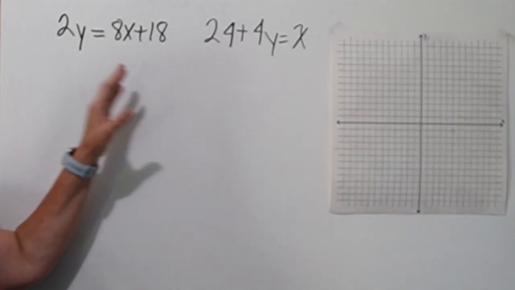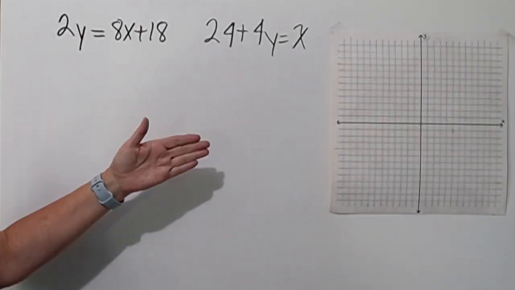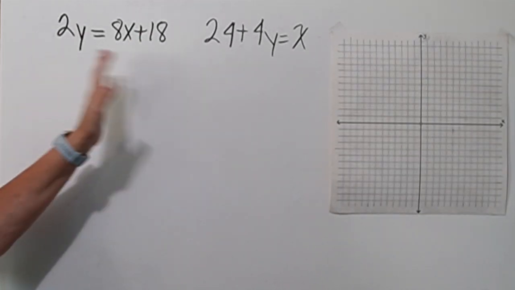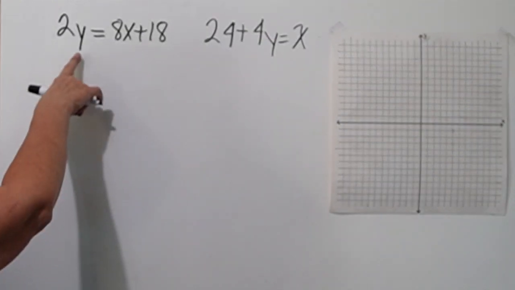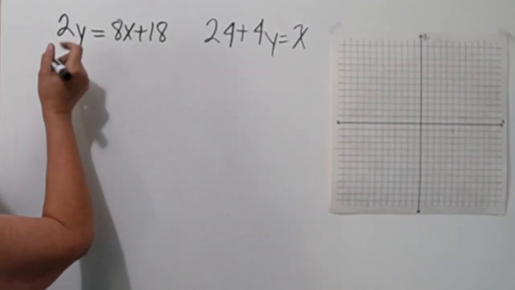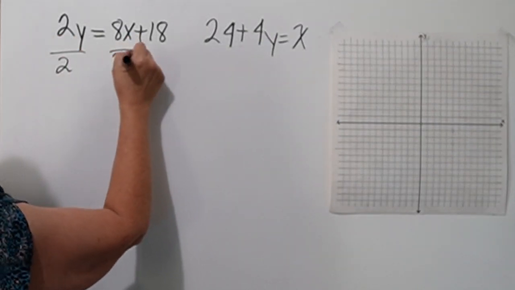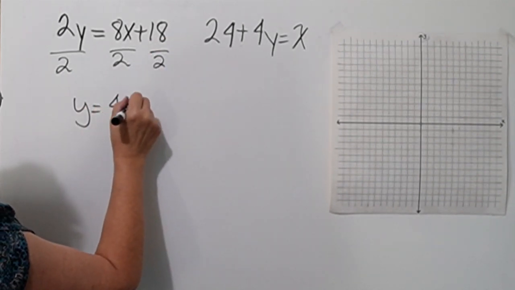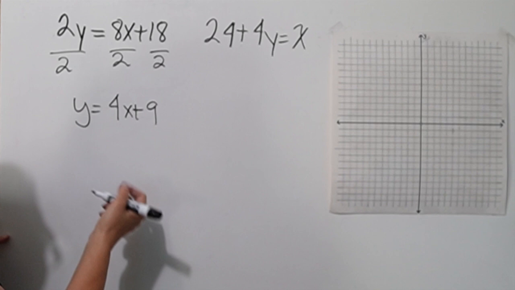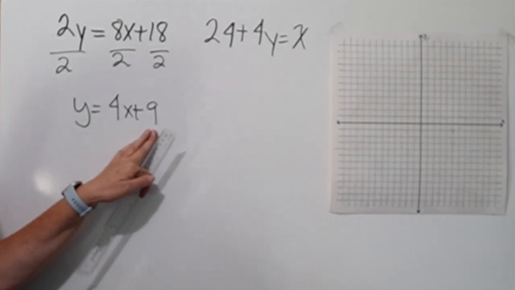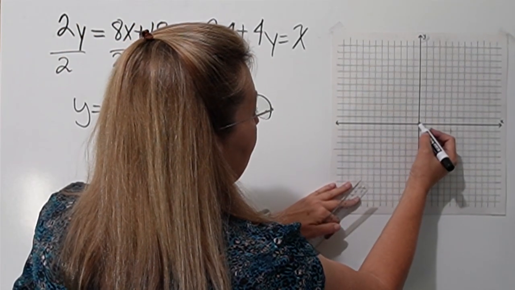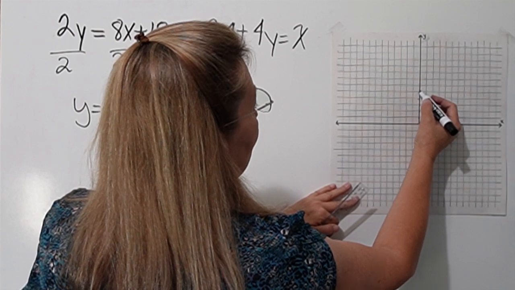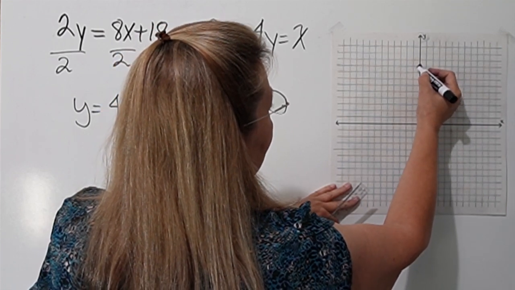Okay, here's number 5. Neither one is in perfect slope-intercept form, so let's manipulate both of them. This one, I have the y over here, but it has a coefficient, so I'm just going to divide all the way through by 2, and that gives me y is equal to 4x plus 9. So let's graph that. My y-intercept is at 9, so I'm going to come here and go 1, 2, 3, 4, 5, 6, 7, 8, 9.